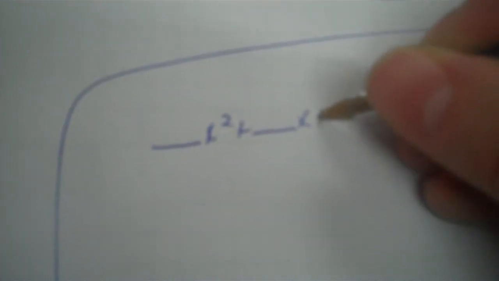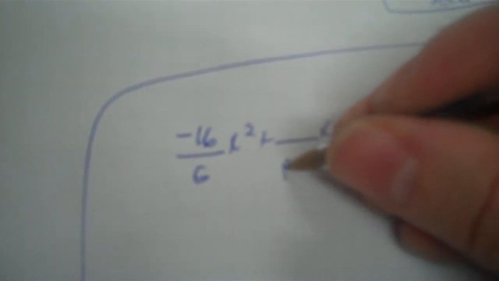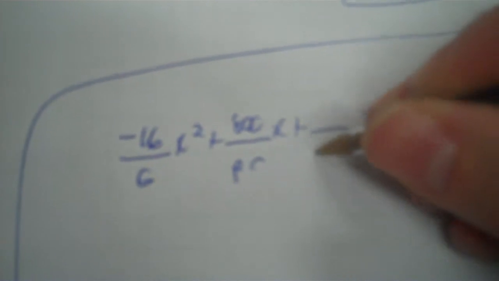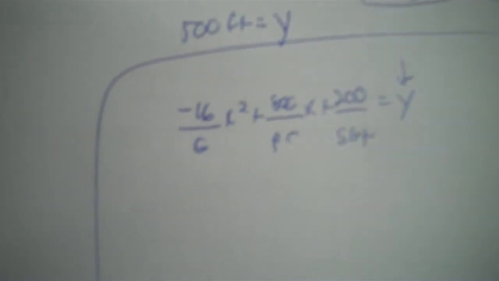So I lay it out. Gravity, negative 16. The per, still 800. The starting height is 200. The 500 goes in for one of the variables. 500 feet, it goes in for y. Okay? So I'm replacing the y with 500 and I'm solving for x.